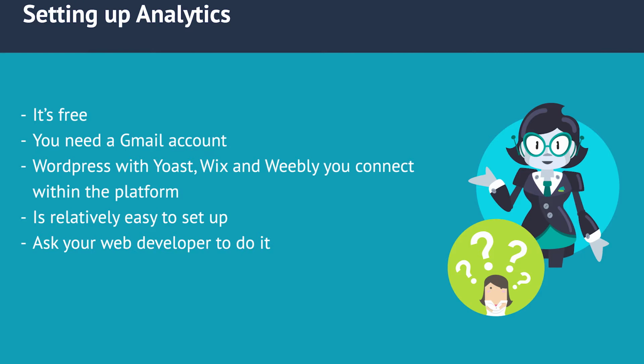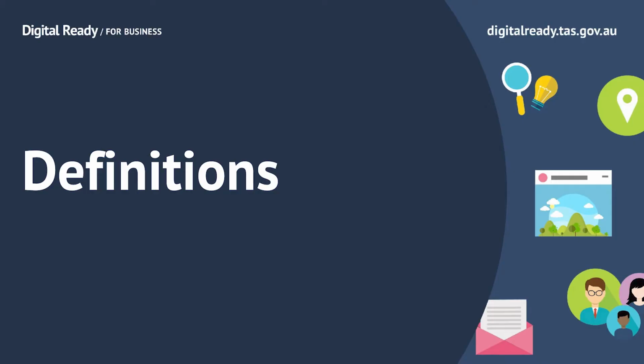So Google Analytics is free. All you need is a Gmail account. If you use WordPress as your website platform, then you can connect it through Yoast, through Wix and Weebly. They have a special little connection that you can connect it from within the platform, but it's easy to set up. If you struggle with it, then you can always go to your web developer. But in the most, it takes probably 2 or 3 minutes to set up. And as I say, it's a free resource, so great idea to use it.